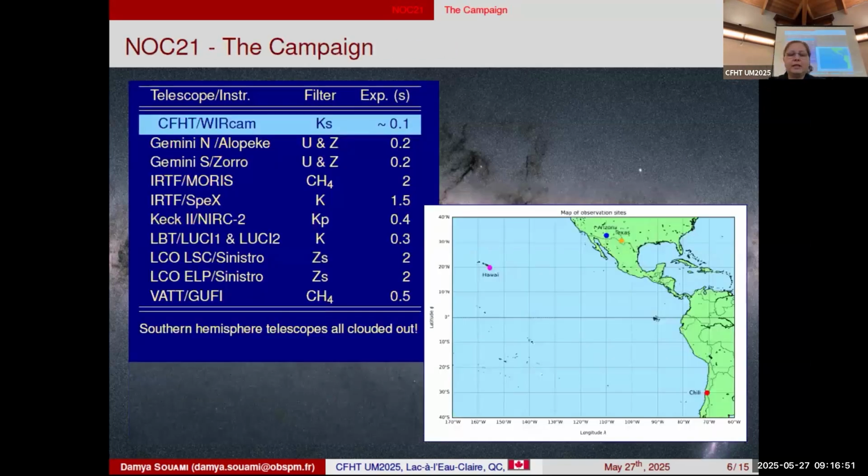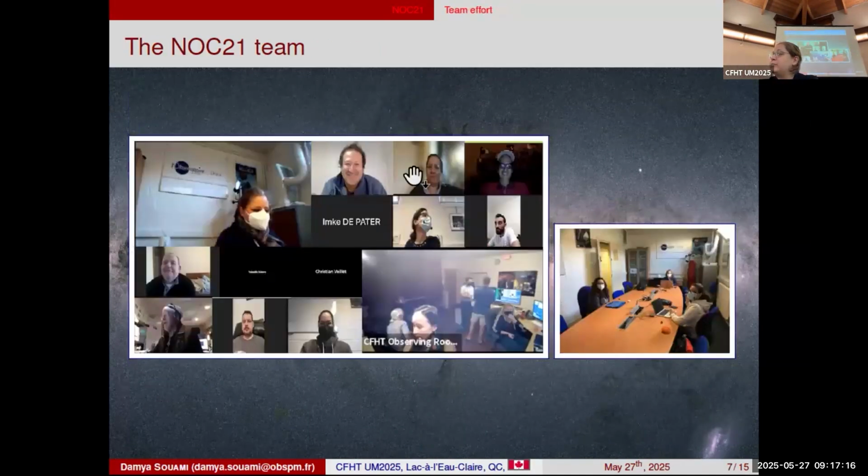So this is the campaign. This is all the data sets that we have received. All the Southern Hemisphere telescopes were clouded out for that event. Basically, this is the map, and this is WIRCam. As you can see here, the exposure time, this is the highest time resolution we had for this data set. But the exposure time itself does not make it the best data, but this combined with the other things make it the best data set.